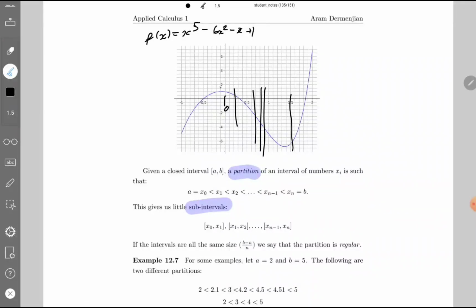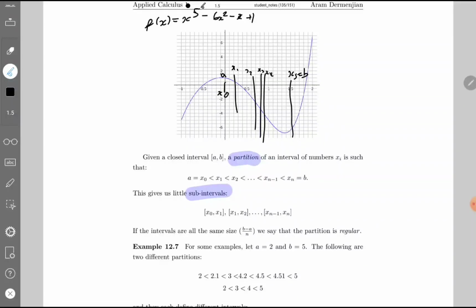So this will be a, this will be x1, this is x2, this is x3, this is x4, and this is x5, which is our b. Here you can notice that they're all in order: x0 is less than x1, is less than x2, x3, x4, x5. And each one of these gives us its own little interval.